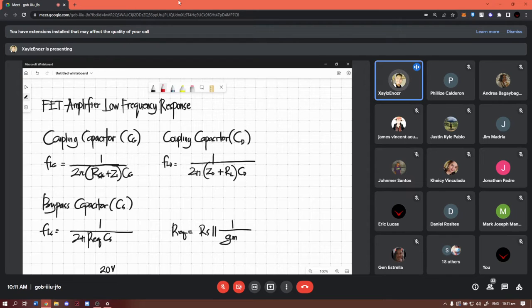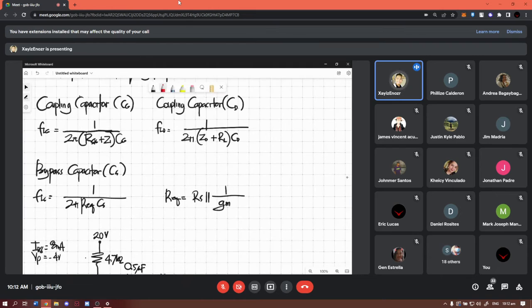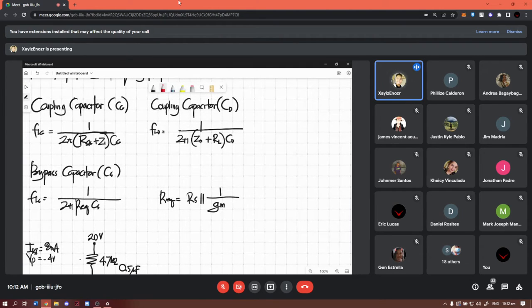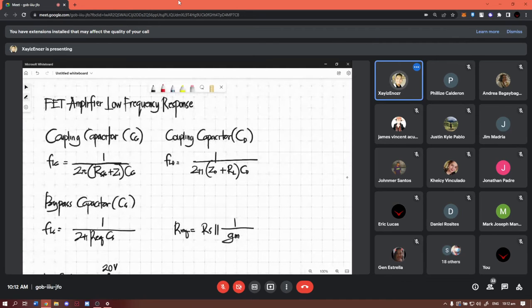Rsig is the resistance of our input or voltage signal. For the low frequency response of the capacitor at our drain terminal, we have FLD = 1 over 2 pi multiplied by (Zo, the output impedance, plus RL, the load resistor if there is one), multiplied by CD, the capacitor at our drain. For the bypass capacitor, FLS = 1 over 2 pi Req multiplied by CS, wherein Req is equal to RS parallel with 1 over gm, where gm is our transconductance. Let's now apply these formulas to our amplifier.